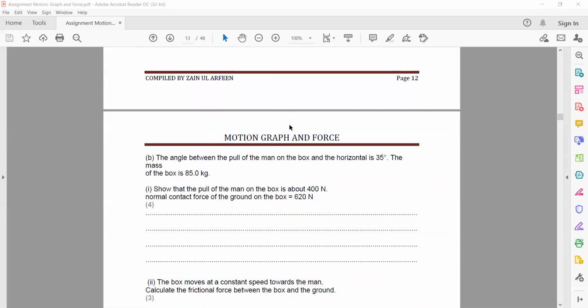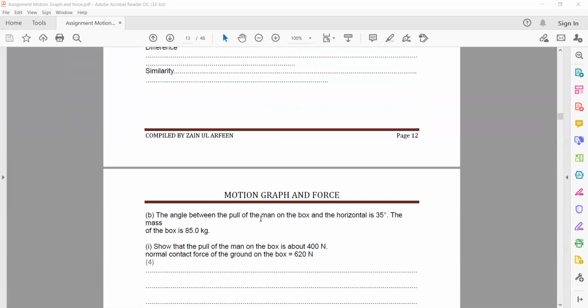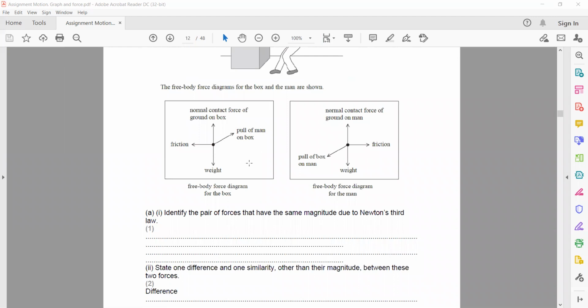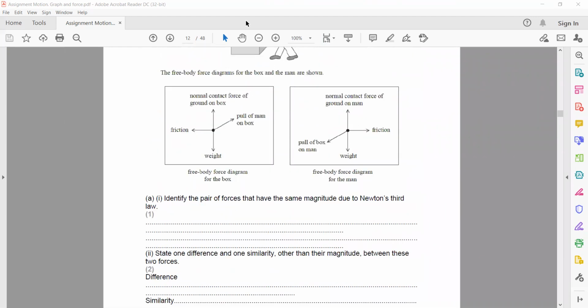The next question: the angle between the pull of the man on the box to the horizontal is 35 degrees. The mass of the box is 85 kilograms. Show that the pull of the man on the box is about 400 Newton and the normal contact force on the ground is 620. So they give this angle as 35 degrees.